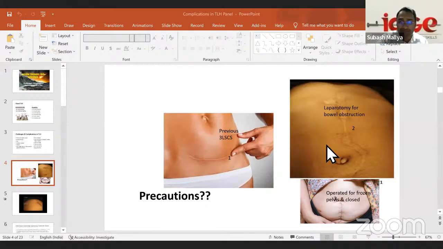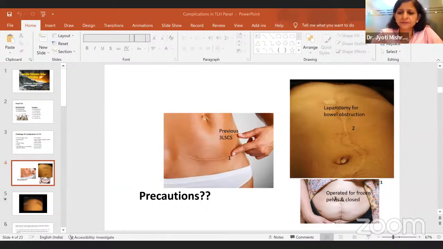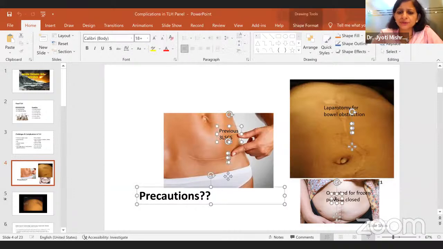Yes, ma'am. Dr. Amit Tandon, to you now. Second case, laparotomy for bowel obstruction. Can we have a full screen, ma'am? Yes. Dr. Amit Tandon, this is for you.